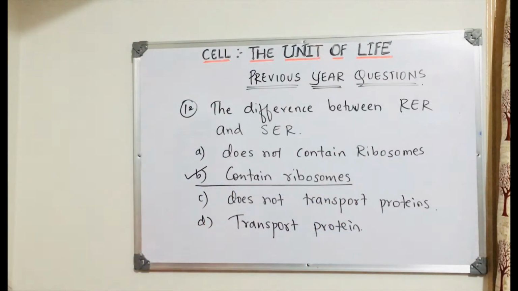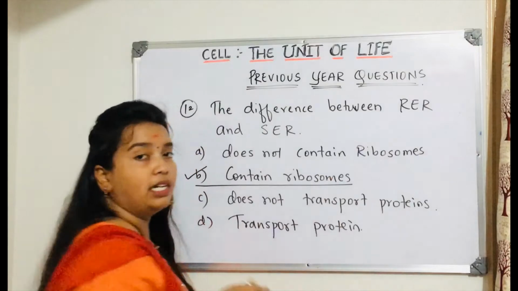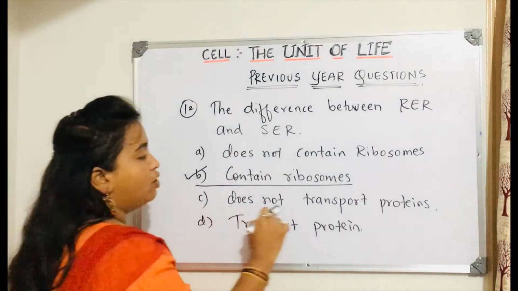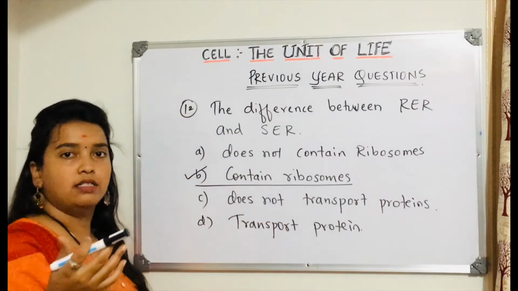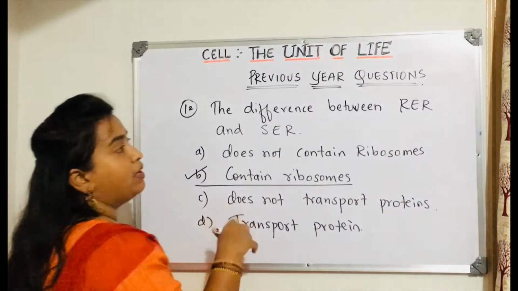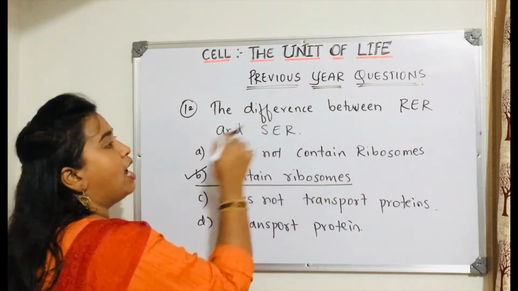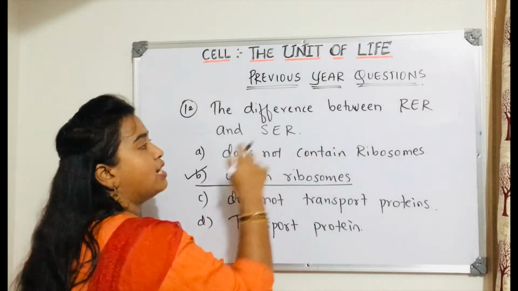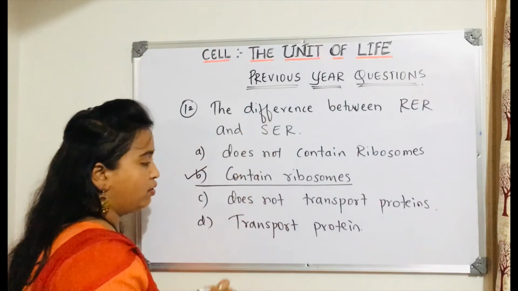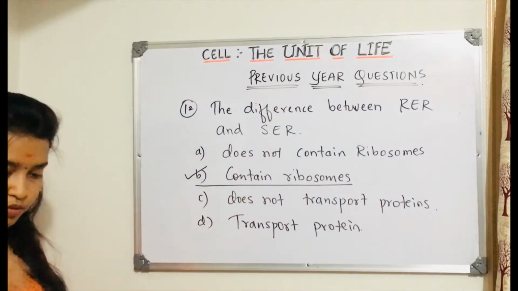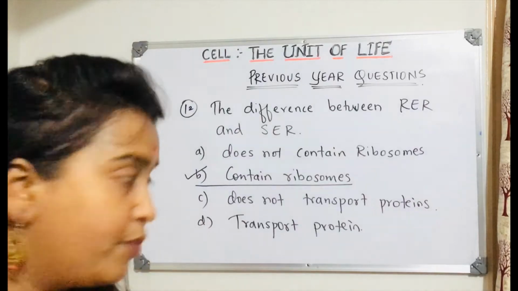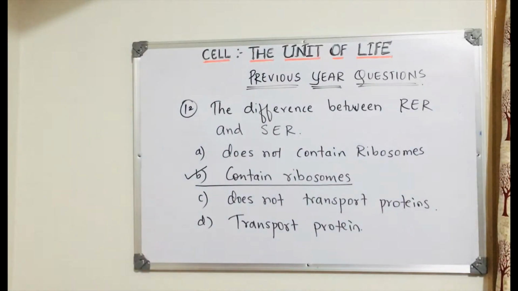What about the other things? Does not contain ribosomes? It contains ribosomes. And does not transport proteins? Protein transfer is done. But the difference between RER and SER, smooth doesn't have ribosome. That is the main difference. So the answer is contain ribosome. The next question, let us see. Question number 13.